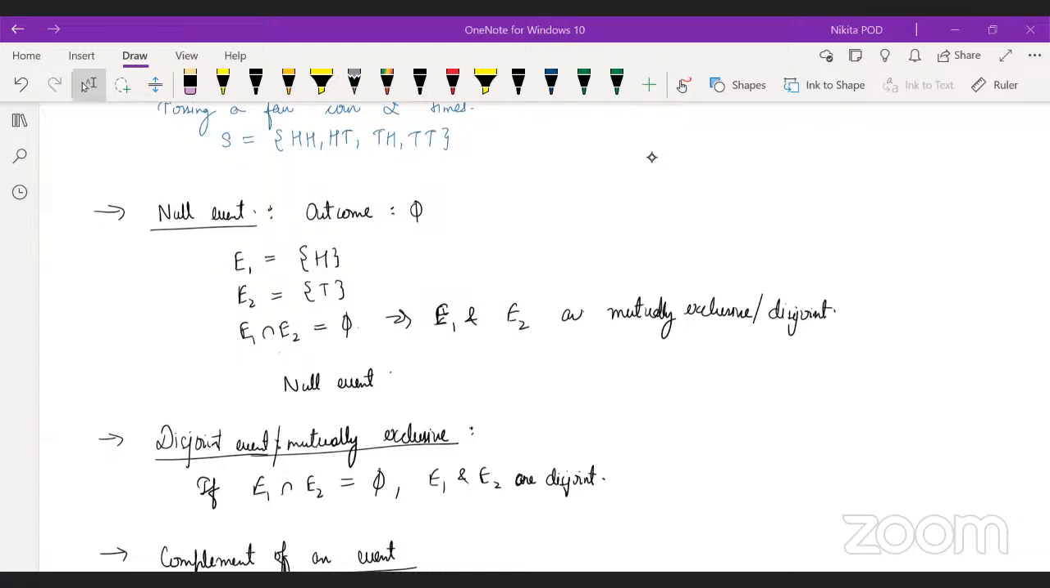Ma'am, can you explain once again these cases, fair and unfair? Yeah, fair means, let's say I'm saying fair coin. In a coin, there are two sides, right? One is head, other is tail. When the probability of occurrence of head and tail are the same, we call such a coin fair. And if it is not, then we call it unfair.